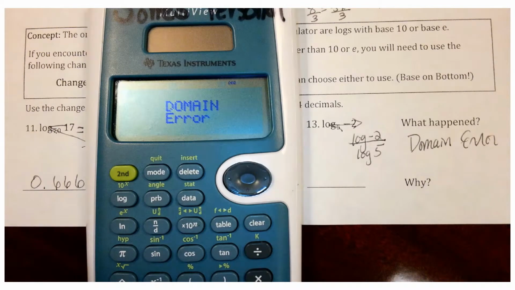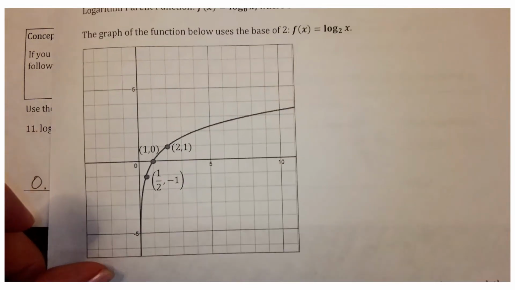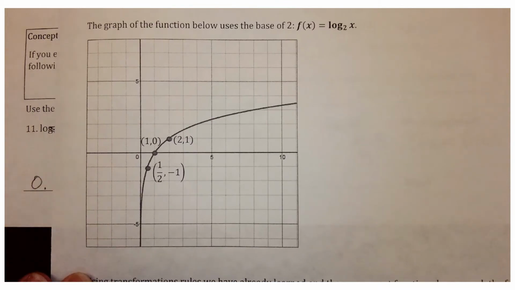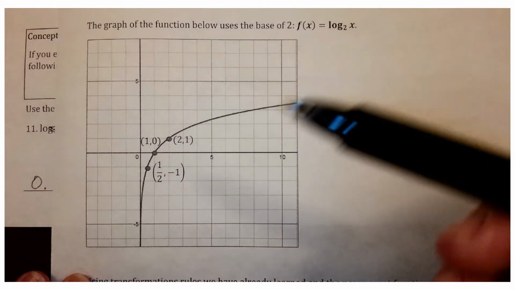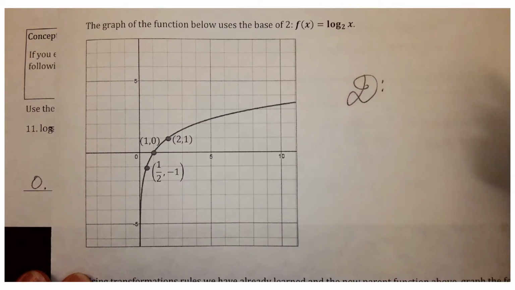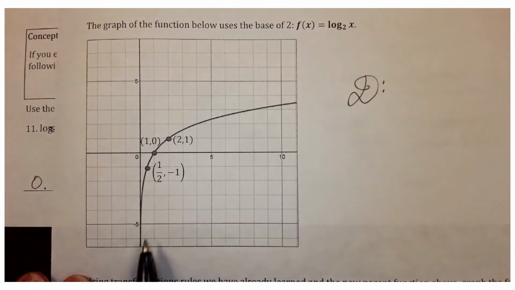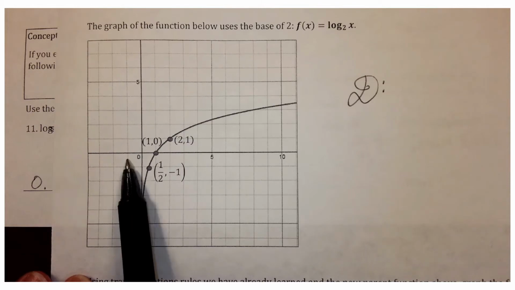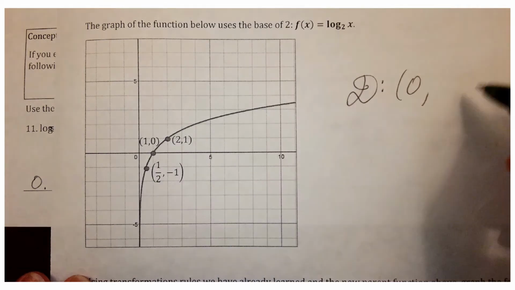So I want to show you real quick the parent function for a logarithmic graph. This particular graph is log base 2 of x. And I want you to tell me what is the domain of this graph. If I'm looking at the domain, I'm looking at x values from left to right. It gets really, really close to the y-axis but never crosses it. So that's going to give me an x value of 0, and if it never crosses, it would just start at 0, and then it goes on and on, so it goes to infinity.